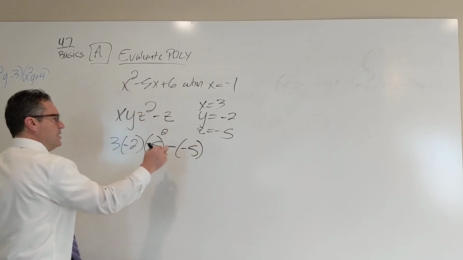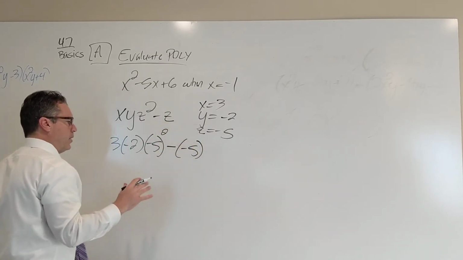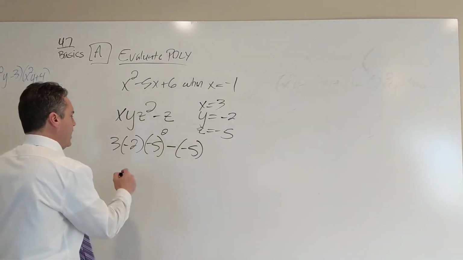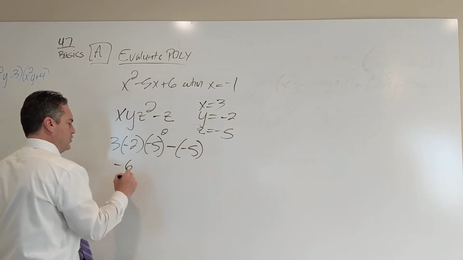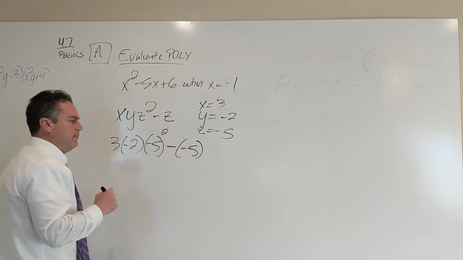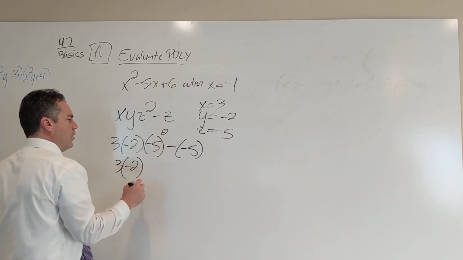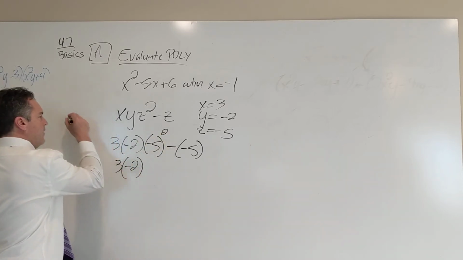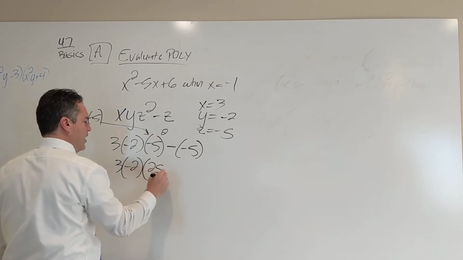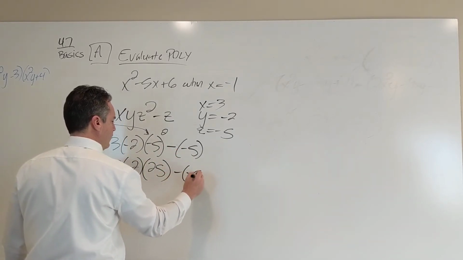And we talked about this. Z is -5, so we put parentheses around that, and that minus is part of the formula. We have to obey the order of operations. 3 times -2 is -6, but we're not going to do that yet. We've got to do exponents first. -5 squared is -5 times -5, and that's positive 25. And then minus -5.